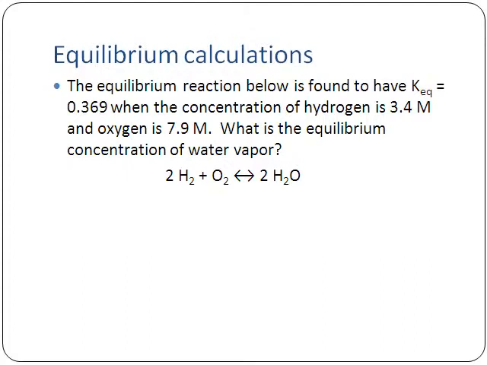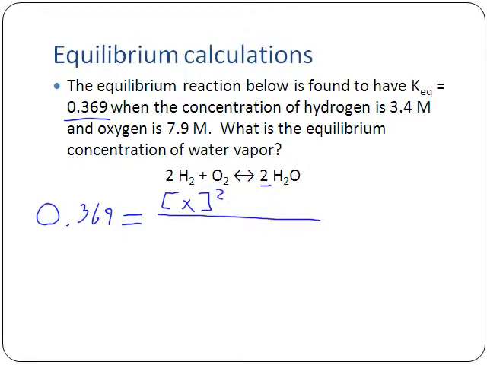And so we're going to set up the equation the same way. The only thing is we just don't know one of our concentrations. So we know the equilibrium constant is 0.369. So 0.369 is going to be equal to, we know we've got the H2O over on the right side, which is what we're looking for. We don't know what that is. And so that concentration is just going to be x here. But since it's got a coefficient of 2, it's going to be x squared. And so we have x squared on top.